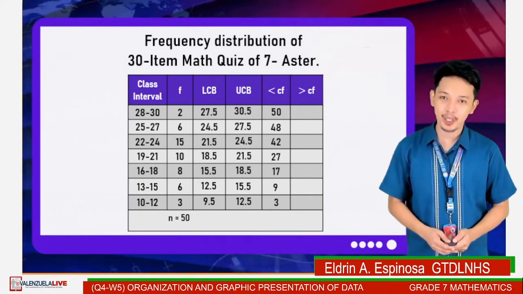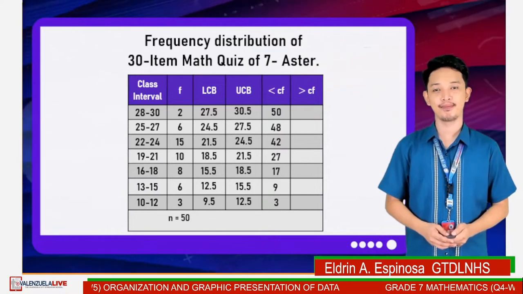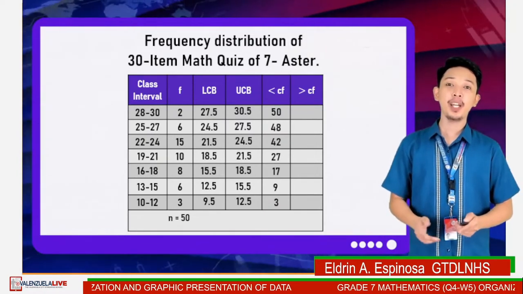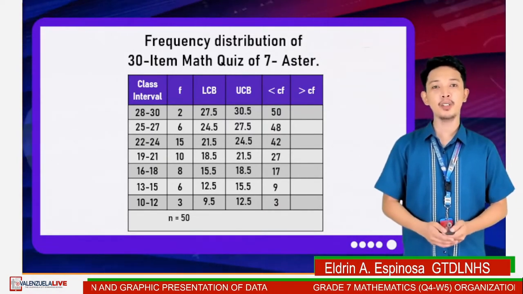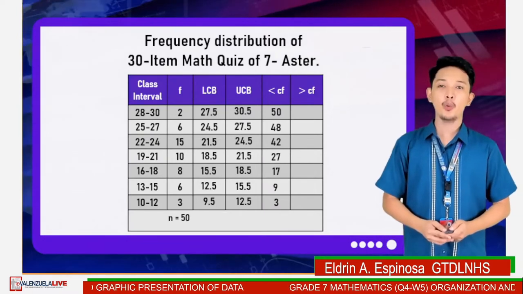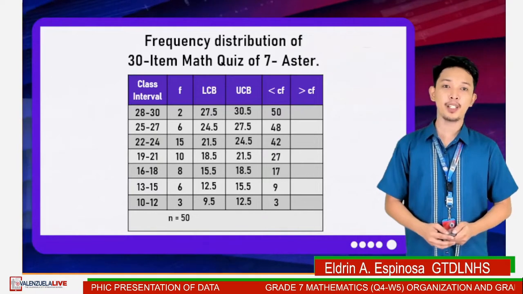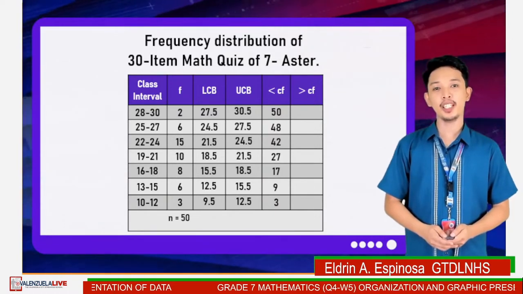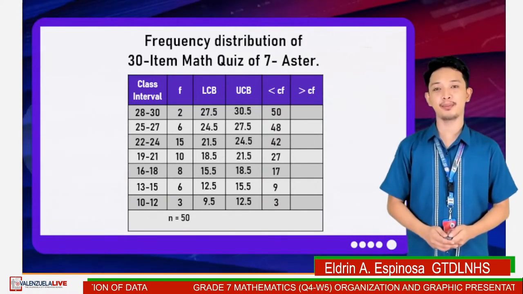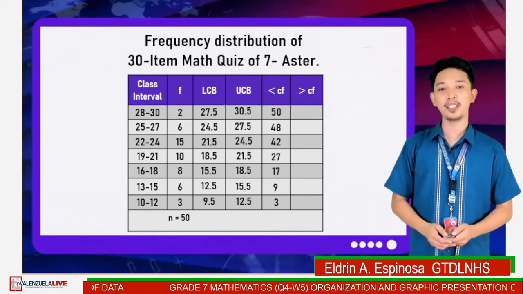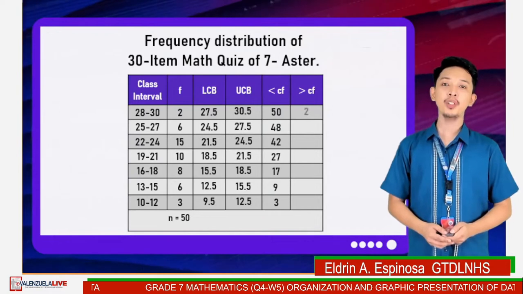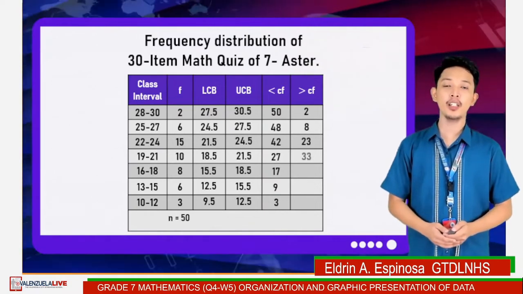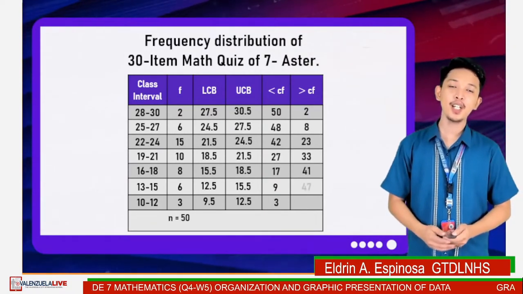5 seconds, go! Alright, the correct answer is 23. Again, to complete the column for greater than cumulative frequency, we will start accumulating the frequency from 2, since it is the frequency of the class containing the highest scores, which is class 28 to 30. Thus, under greater than cumulative frequency, we will have 2, 8, 23, 33, 41, 47, and 50.